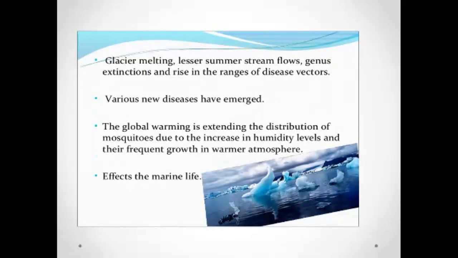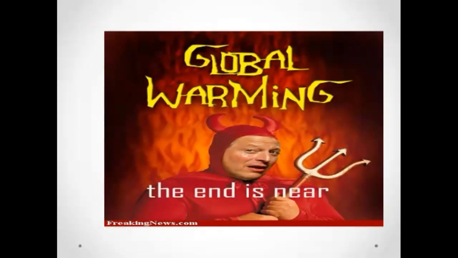Various new diseases have emerged. Global warming is extending the distribution of mosquitoes due to the increase in humidity levels and their frequent growth in warmer atmosphere. It affects the marine life. The result of global warming, the end is near.